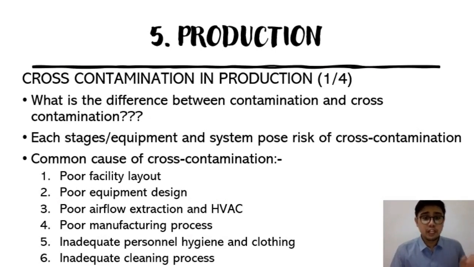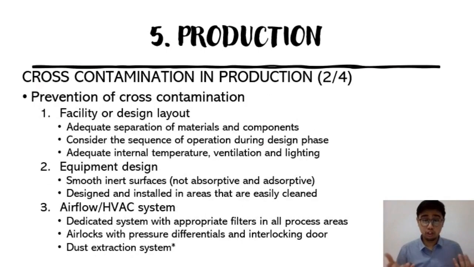Each stage, equipment, and system poses a risk of cross-contamination. The common causes of cross-contamination are poor facility layout, poor equipment design, poor airflow extraction and HVAC, poor manufacturing process, inadequate personnel hygiene and clothing. Lastly is an inadequate cleaning process. So, how to prevent cross-contamination? There are 6 ways outlined by the GMP guidelines according to its 6 common causes discussed in the previous slide.